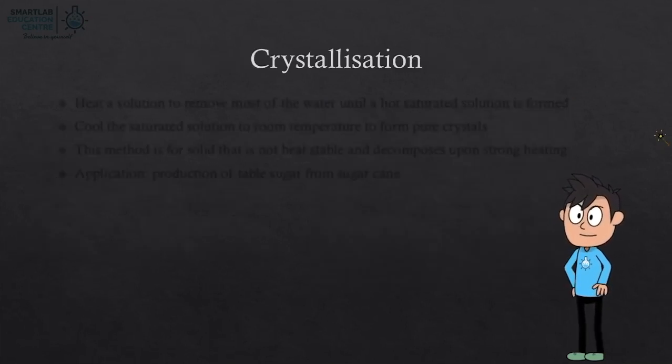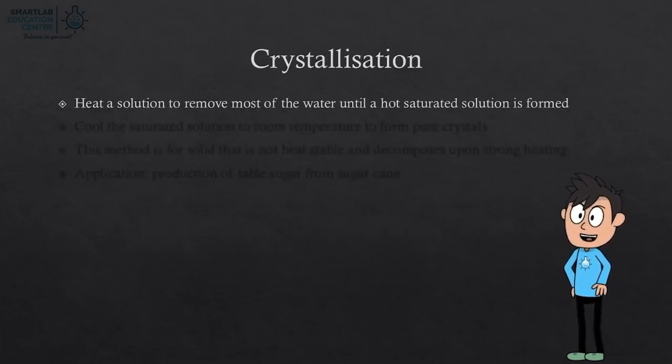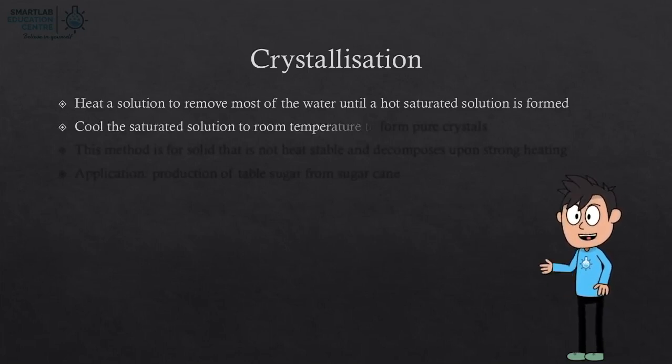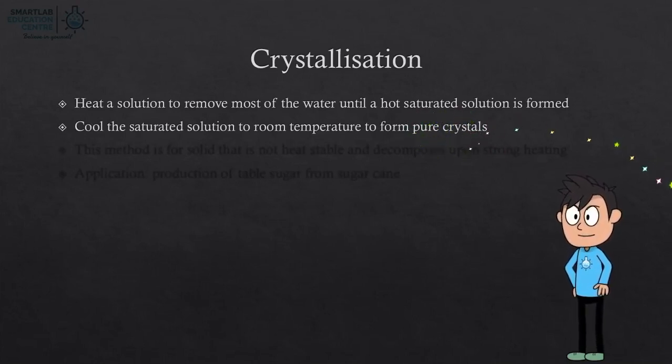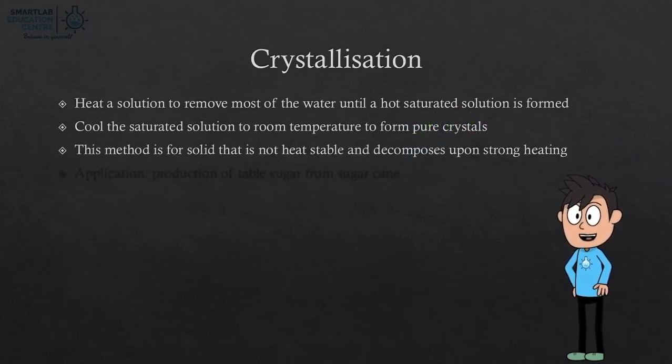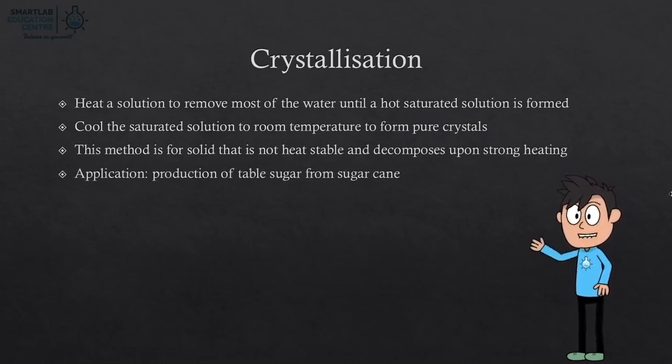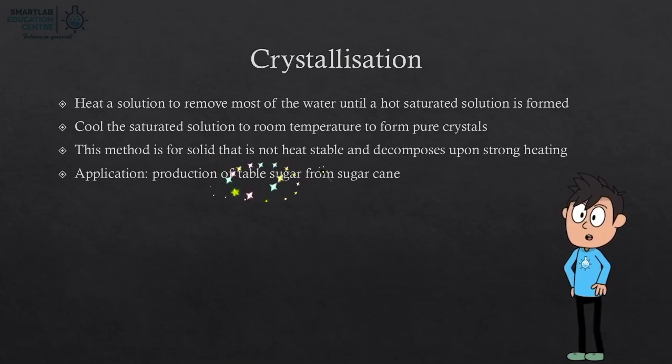Crystallization. Heat a solution, to remove most of the water, until a hot saturated solution is formed. Cool the saturated solution to room temperature to form pure crystals. This method is for solid that is not heat stable, and decomposes upon strong heating. This method is for production of table sugar from sugarcane.